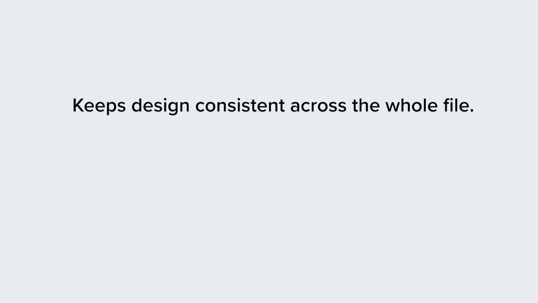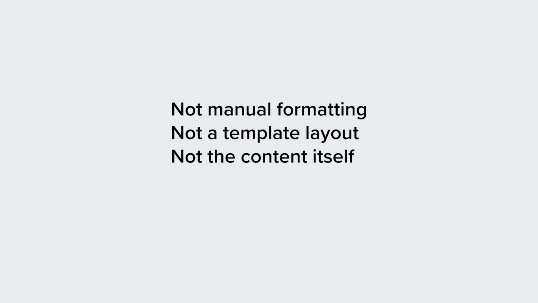When you change the theme, the visual style updates together without changing the actual information. A theme is not the same as manually formatting one piece of text. It is not a layout template that controls structure, and it is not the content of the file. A theme controls appearance and applies a coordinated visual style across the entire document or presentation.